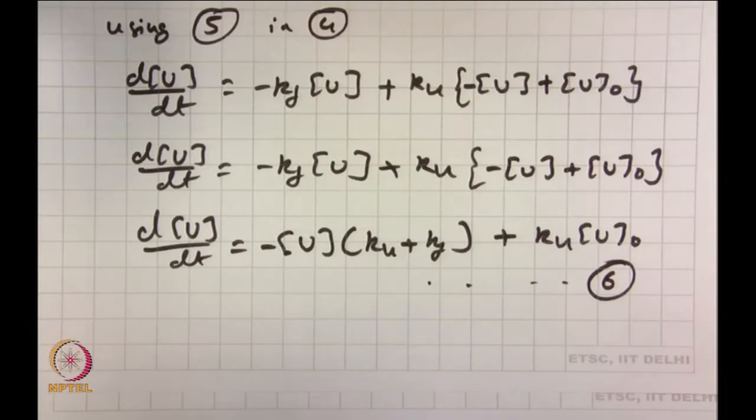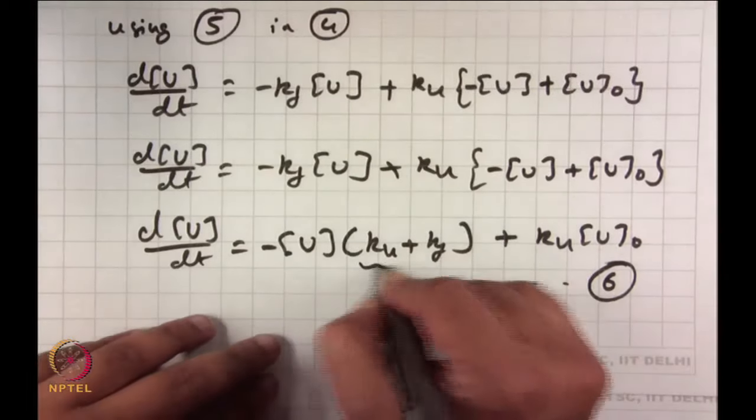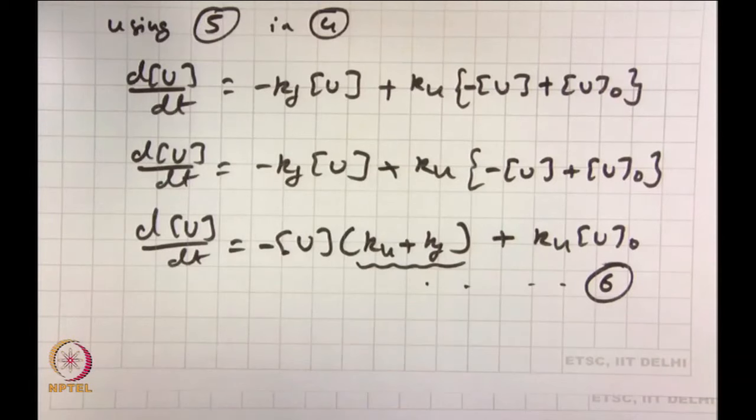Now, look at one thing. There is a very important thing that has cropped up. The thing that has cropped up is this guy, k u plus k f. This is a parameter which tells you what? It is not one rate constant, but it is the sum of the rate constants you are looking at. Now, what we are going to do is solve this equation.